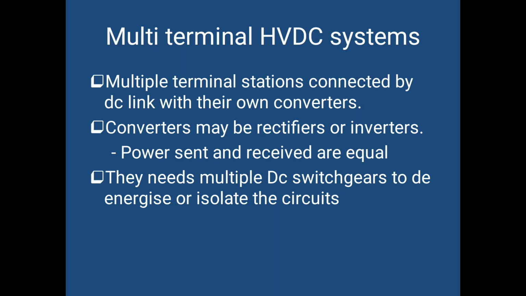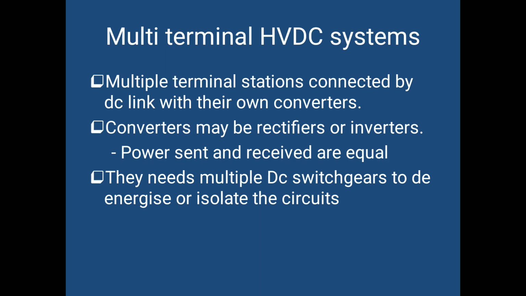So let us see in detail about multi-terminal HVDC systems. This type of HVDC configuration uses multiple transmission lines to connect more than 2 points. So there are multiple terminal stations, each with their own converter, connected by the HVDC transmission line network. Some of these converters operate as rectifiers while others act as inverters. The power supplied by the rectifiers combined is equal to the combined power received by the inverter stations.